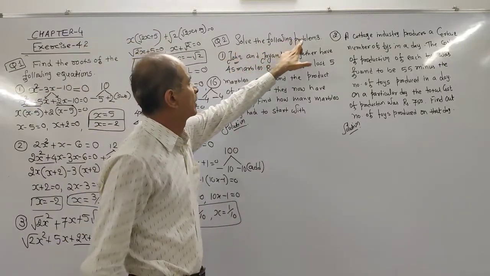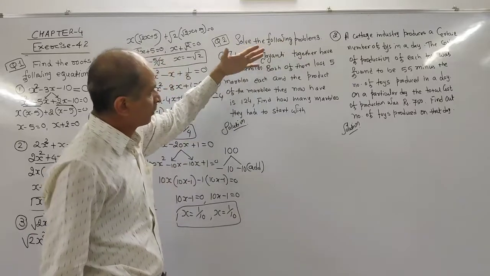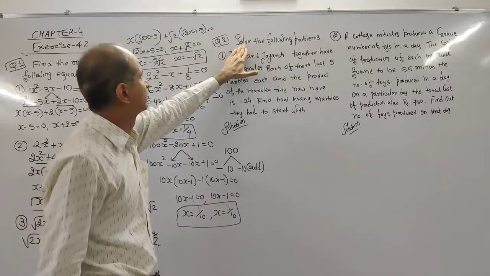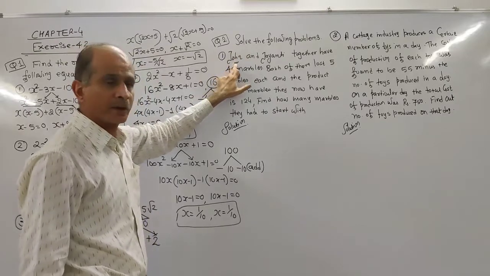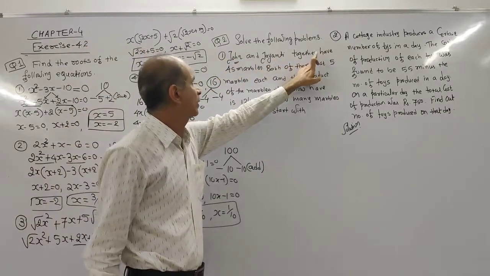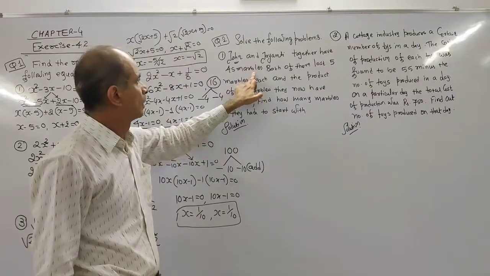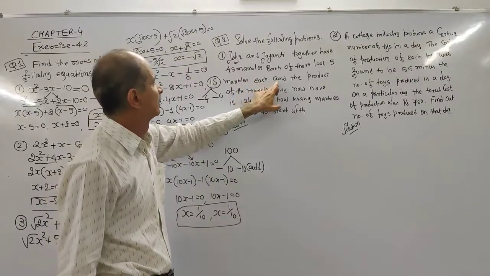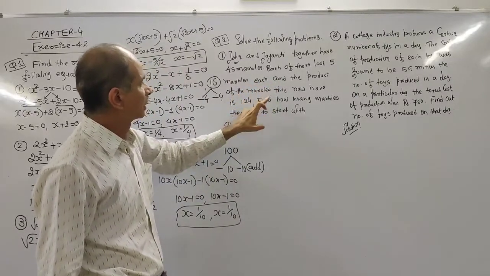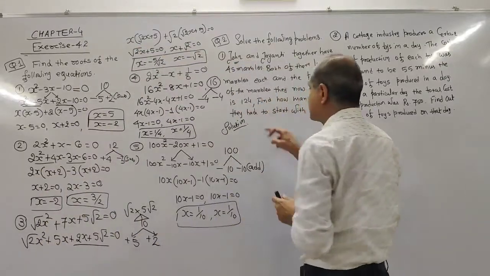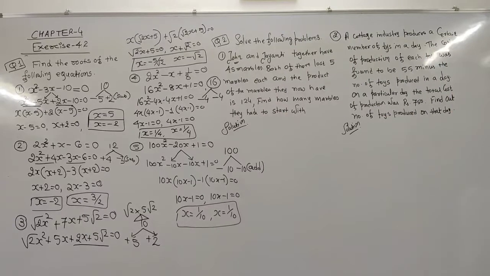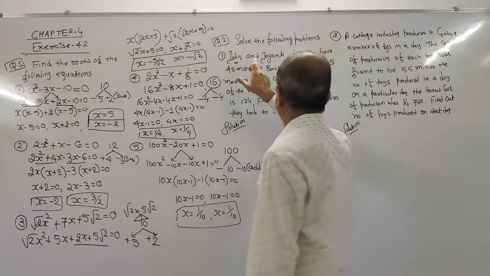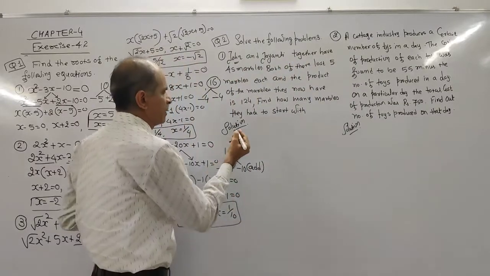Solve the following problems. So some practical problems are given to you and you have to solve them. The first one: John and Jayanti together have 45 marbles. Both of them lost 5 marbles each, and the product of the marbles they now have is 124. Find how many marbles they had to start with.